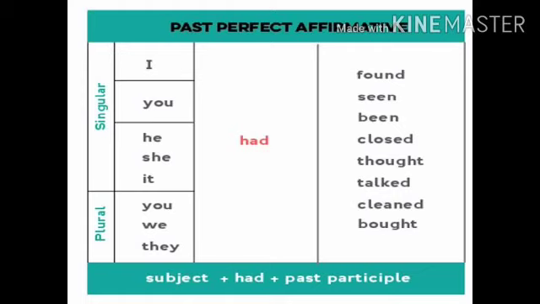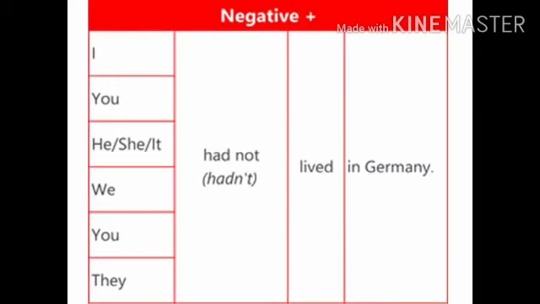For singular subjects I, you, he, she, it, and for plural subjects we, you, they, we use had and the third form of the verb. For forming past perfect negative also, with all the singular and plural subjects we use had and not and the third form of the verb. Example, I had not lived in Germany. We hadn't lived in Germany. We can use a contraction for not, that is hadn't.